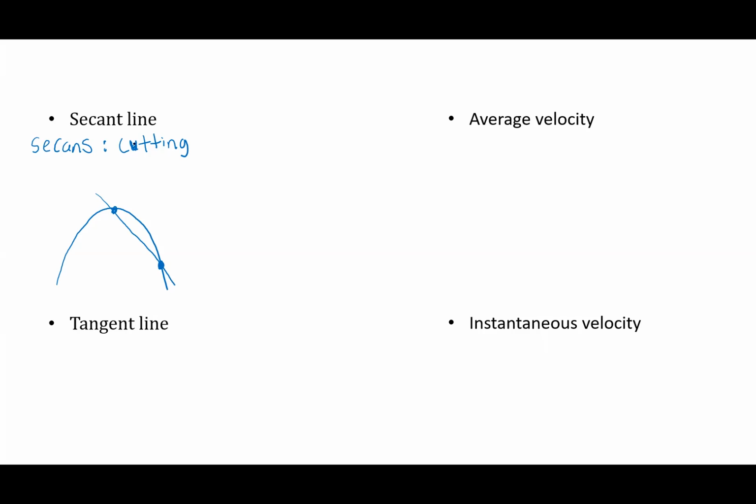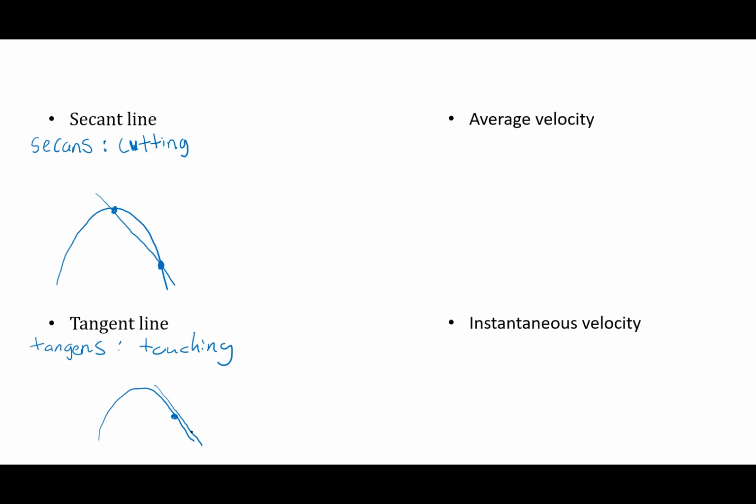A tangent line comes from tangens. That's Latin for touching. So that's why we call it a tangent line, because if we pick that point over here, it's just barely gonna touch it. It's only gonna touch it in one spot. It's not the best line right there. So it's just barely gonna touch it.